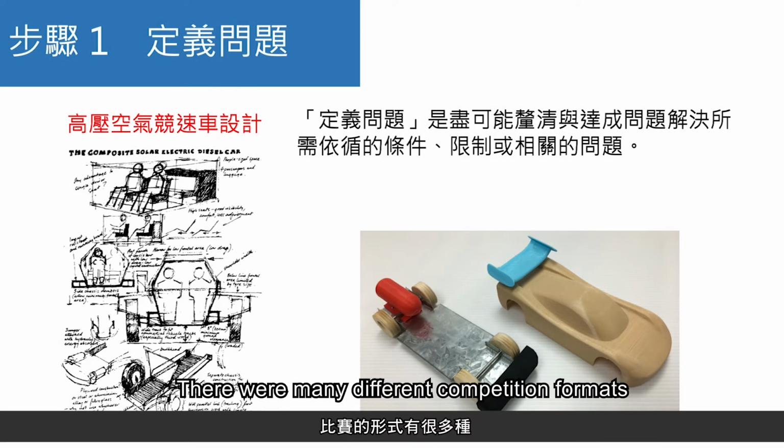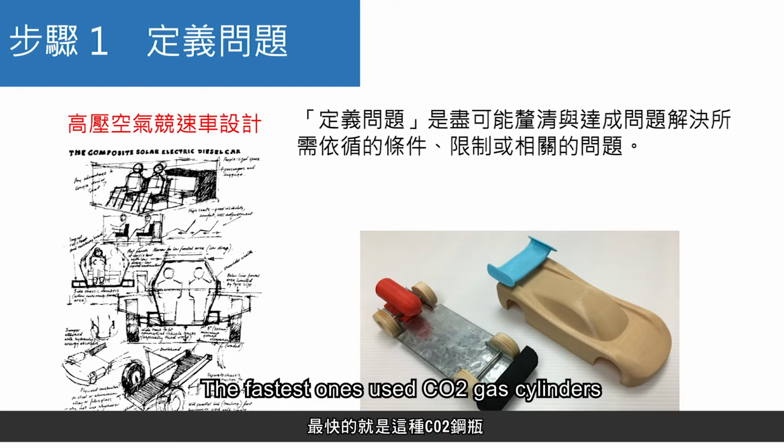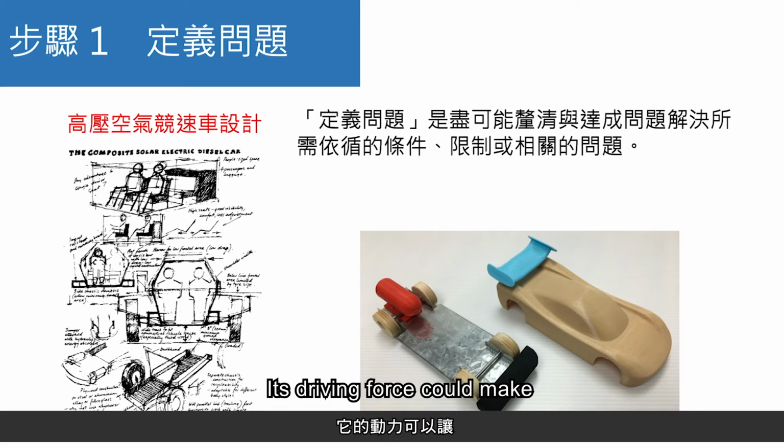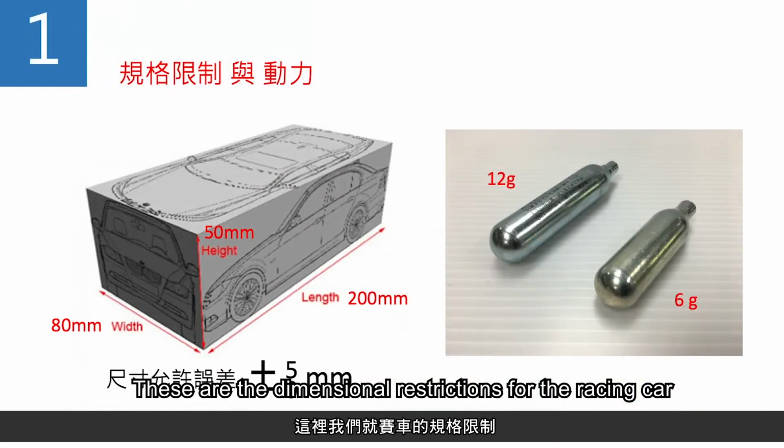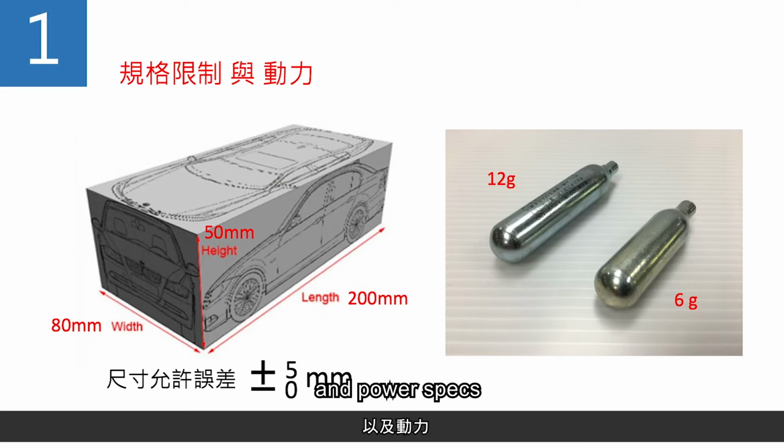There are many different competition formats. The fastest ones use CO2 gas cylinders. Its driving force could make the racing cars achieve speeds up to 120 kilometers per hour. These are the dimensional restrictions for the racing car and power specs. We will give a brief explanation.